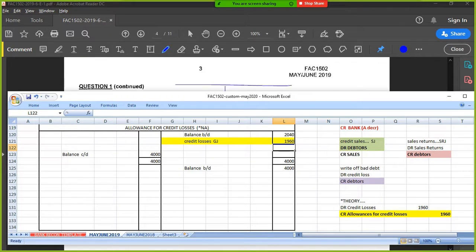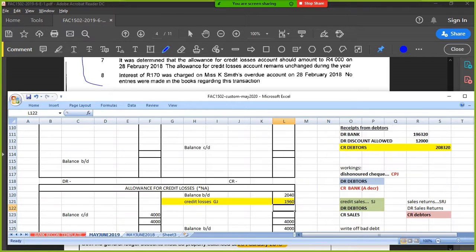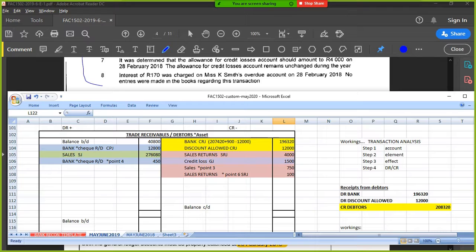Okay, we need to look at the last bit. Is 8 the last one? Yeah, 8's the last one. Interest of 170 was charged to Mrs. Smith's overdue account. What does interest do to Smith's account? It increases it. Very good.